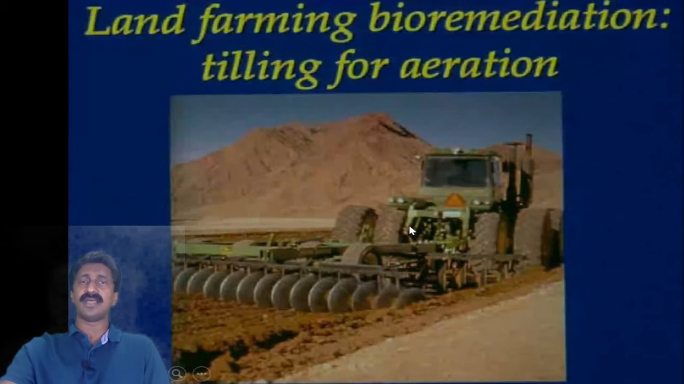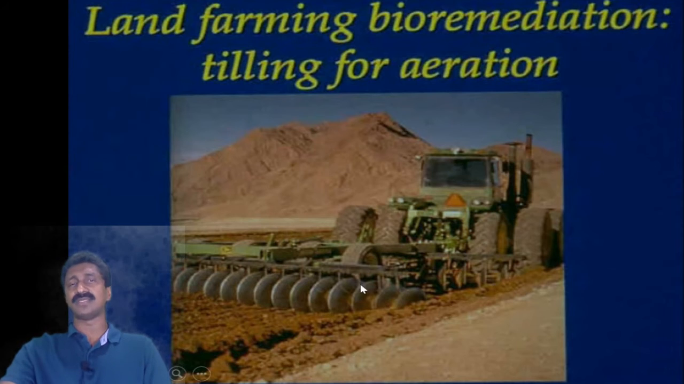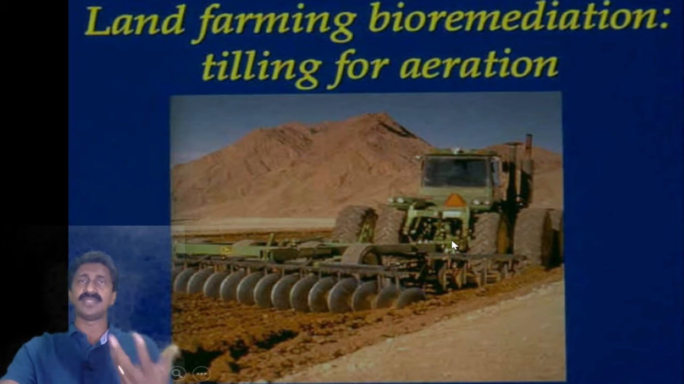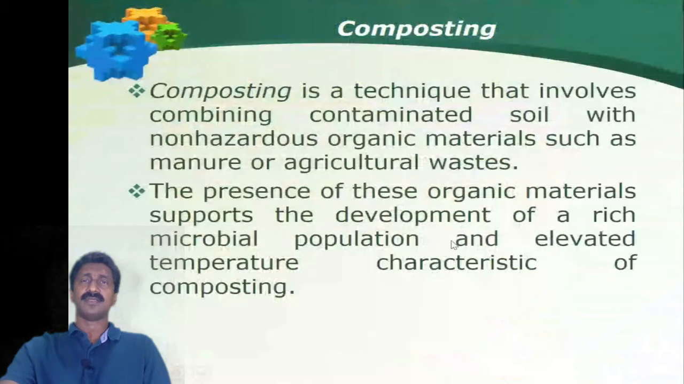This is the tilling of a land farming site at large scale, where contaminated soil is spread on the land farming site and then tilled or mixed periodically to stimulate the natural or indigenous population.